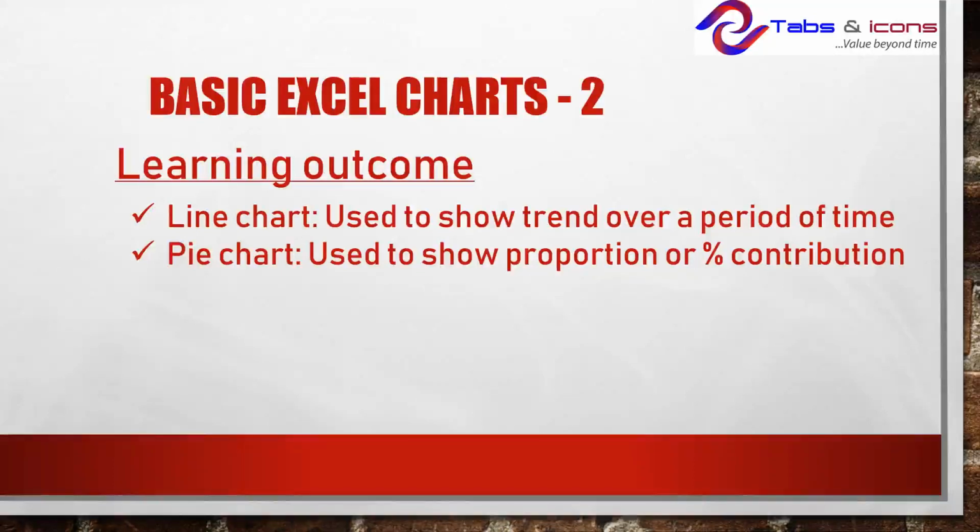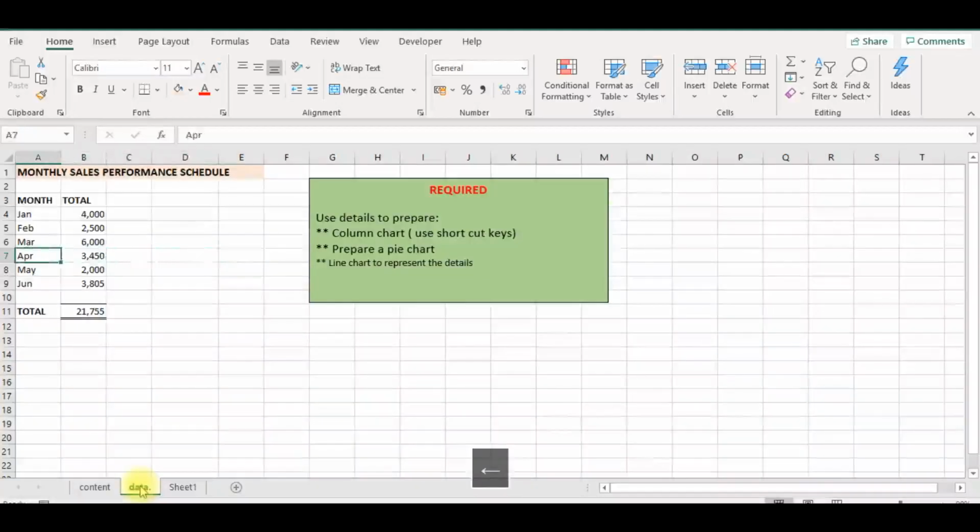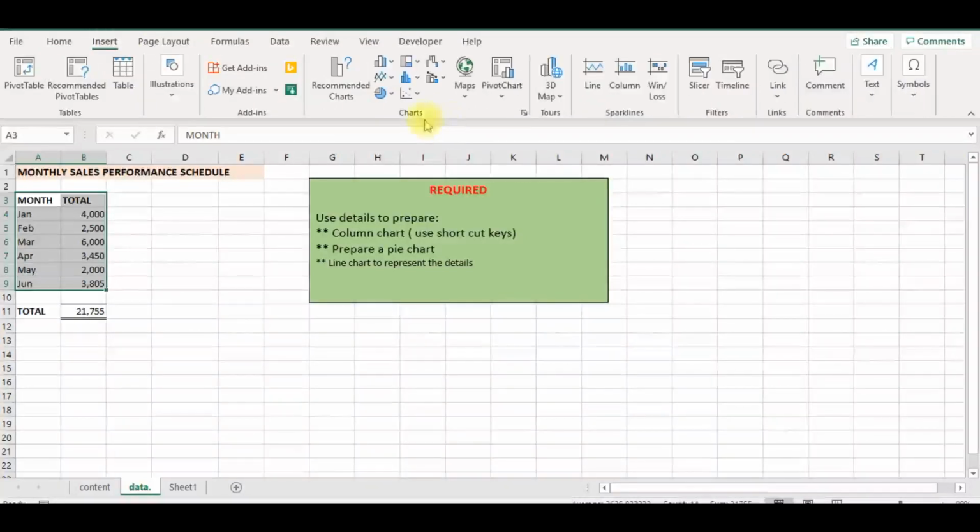So let's go straight to our data. Now we have this data of month and performance. So the first thing we're going to do here is we're told to prepare a column chart using the shortcut keys. So we'll highlight our data. Now instead of going through our ribbon insert and going to our chart group to prepare, we will not be doing that. We'll use the shortcut keys.